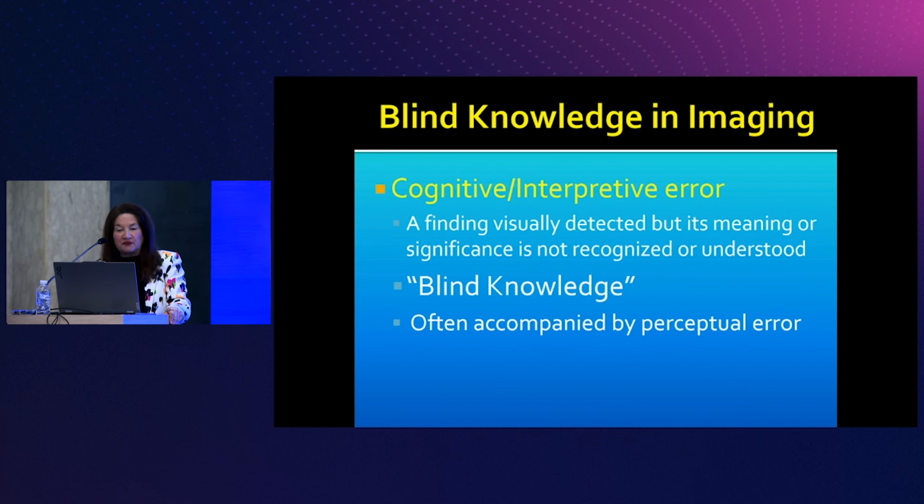Cognitive errors, those are interpretive errors. These are findings that are detected, but the meaning of that finding and its significance isn't necessarily recognized or understood by the person interpreting the study. This is what we call blind knowledge, okay? A blind spot is something you miss that you should see. This is something you see that you misinterpret. And very importantly, these interpretive errors are frequently accompanied by perceptual errors. So you make the finding, you misinterpret it, and then you miss ancillary findings on the film that perhaps would have had you come to the right diagnosis of the major finding you were looking at.